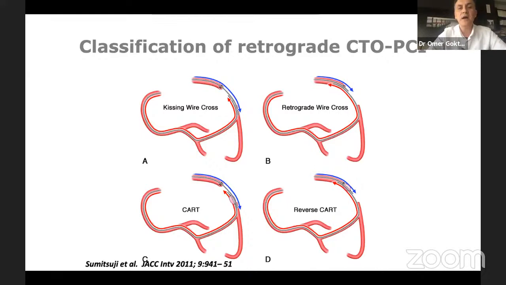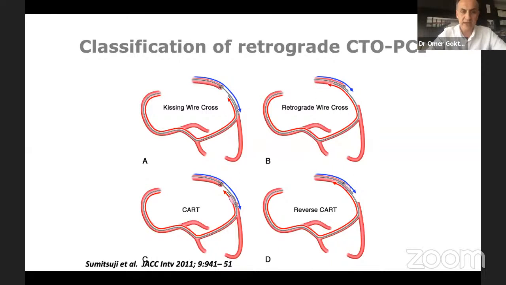If we send an antegrade wire with a retrograde wire, we try to kiss both wires. So we use the antegrade wire as a marker, and with help from the antegrade wire, we may be able to cross with the retrograde wire. If the retrograde wire can cross by itself, we don't need either the CART or reverse CART technique. CART technique means that we do dilatation through the retrograde wire.